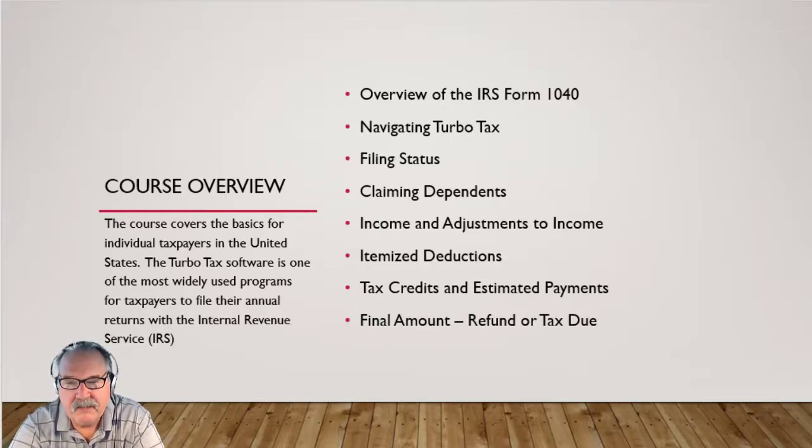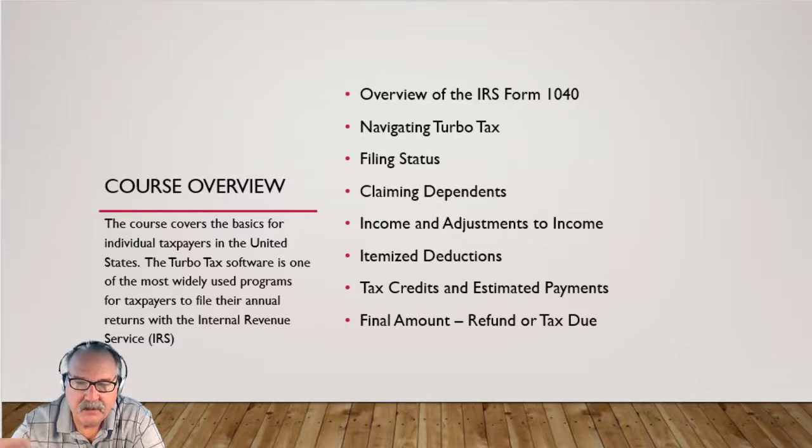And then adjustments to income are things that we can deduct from income, like alimony payments or IRA deductions or contributions, or qualified business income deductions. So we'll talk about all of those things. And then from there, we can do itemized deductions. That's where we have mortgage payments, medical payments that are deductible, charitable contributions, and taxes that are deductible. Itemized deductions then reduce income to taxable income.